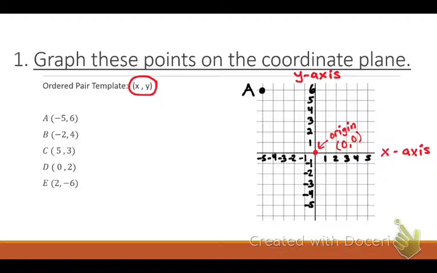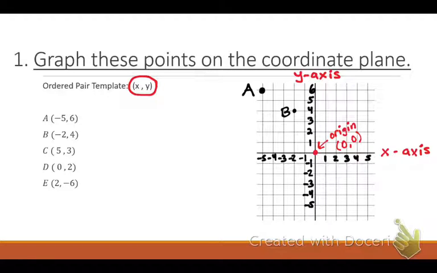Let's go to the next one. You can see over here point B says -2 and 4. Repeat after me. Start at the origin. Should I go left or right? Left, it says to go to -2, and then should I go up or down? Up, because it's a +4. So I'm going left 2 and up 4. Let's put our dot. And this is point B.